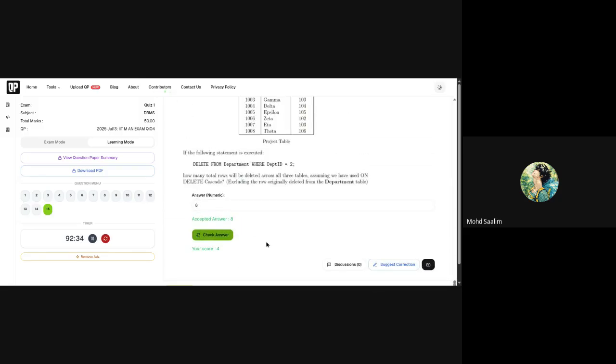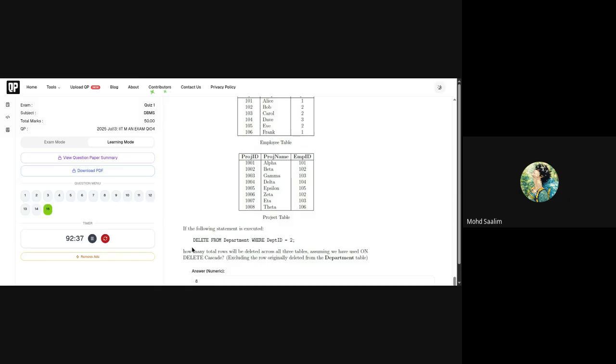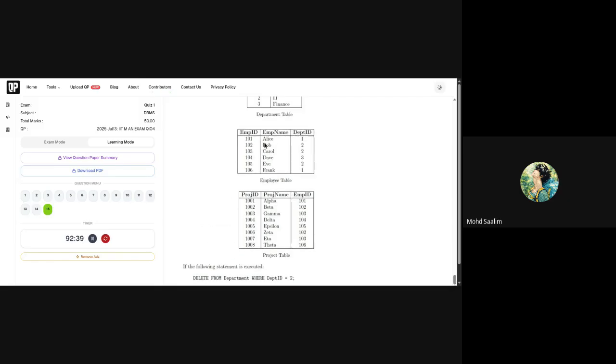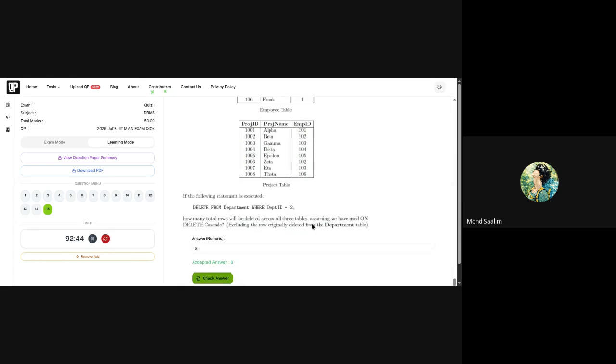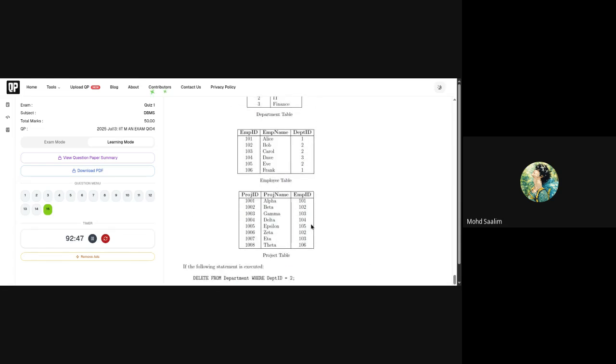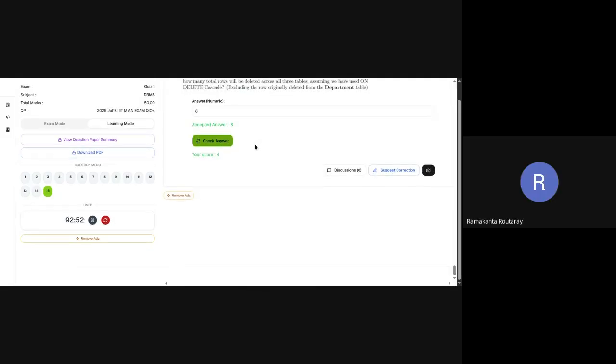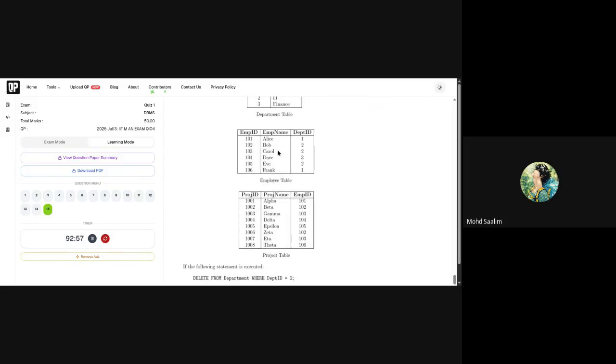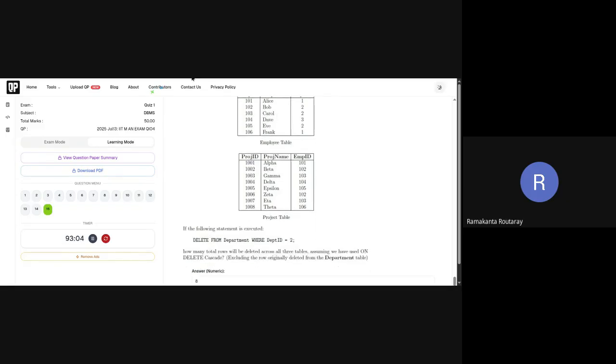But I think the question is quite ambiguous. They should explicitly say that cascading is applied on employee ID also. Otherwise, students will get confused. In the first instance, I thought only the department's employee table was affected, but it also removes from the project table as well. If they ask in total how many, then it will be clear. They have asked how many were deleted in total across all 3 tables. Yes, correct.